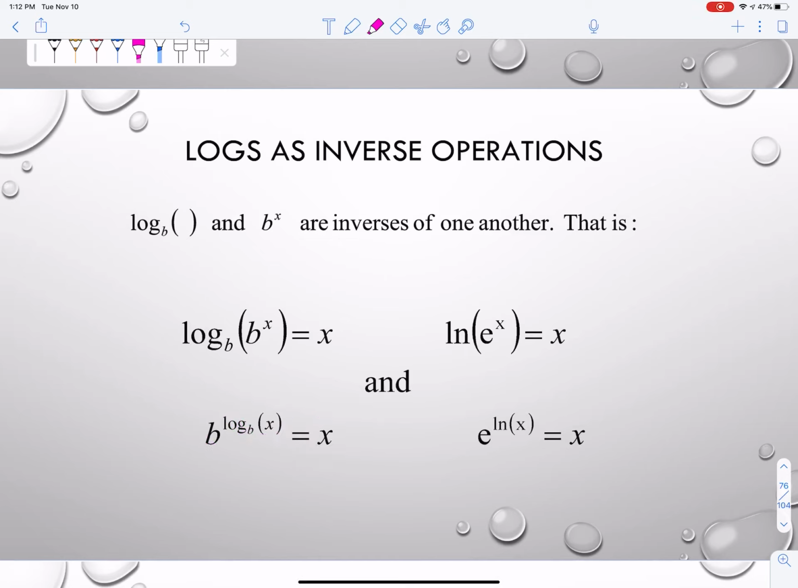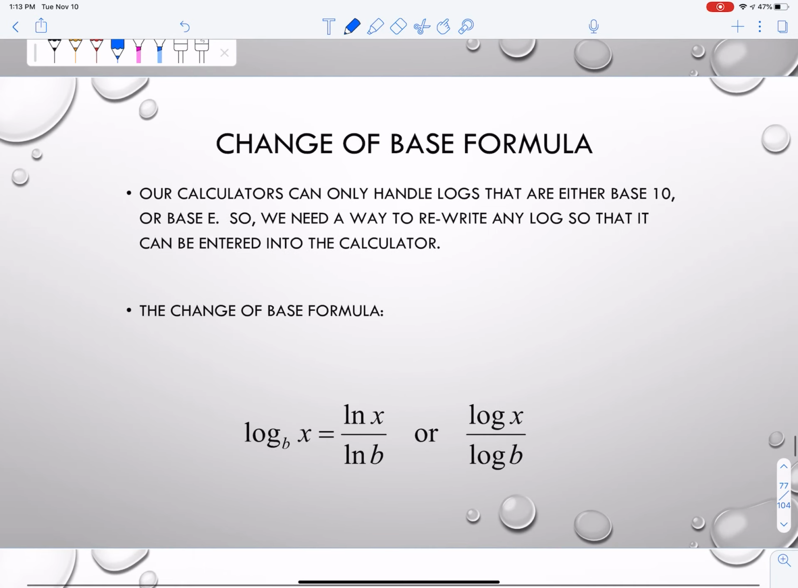Same thing goes for our natural logs as well. Remember, natural log is just log base e of, in this case, e to the x, and the same way, these are going to cancel and leave me with just x. So the same property applies for the natural logs as well, not just regular logs or any log base for that matter. Okay, change of base formula.